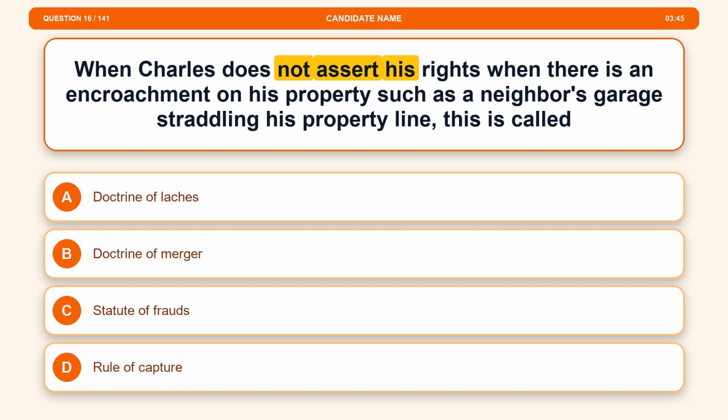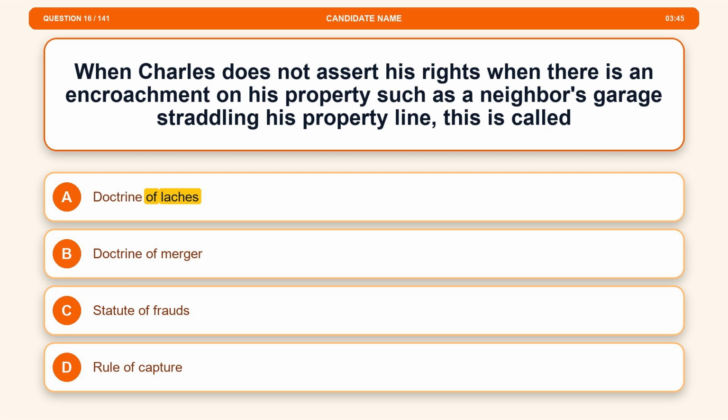Question 16. When Charles does not assert his rights when there is an encroachment on his property, such as a neighbor's garage straddling his property line, this is called option A, doctrine of laches. Option B, doctrine of merger. Option C, statute of frauds. Option D, rule of capture.